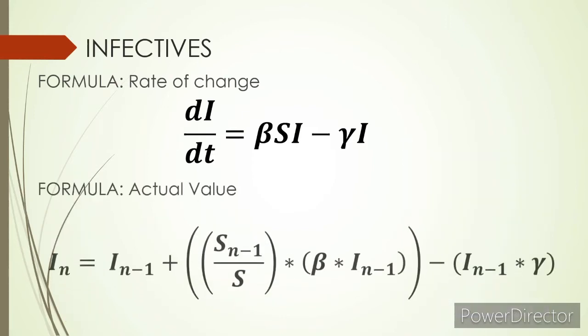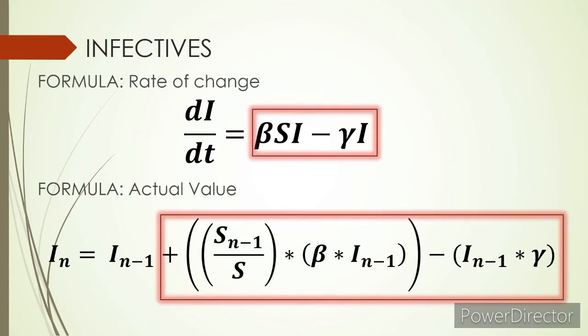Next is the formula for the actual value. As you can see, the second term is just the rate of change. So the number of infectives today is just the sum of the infectives yesterday and the rate of change.